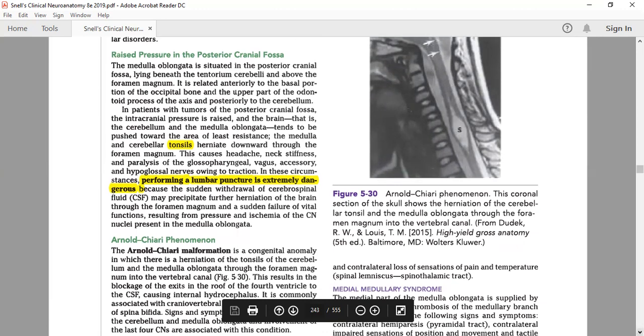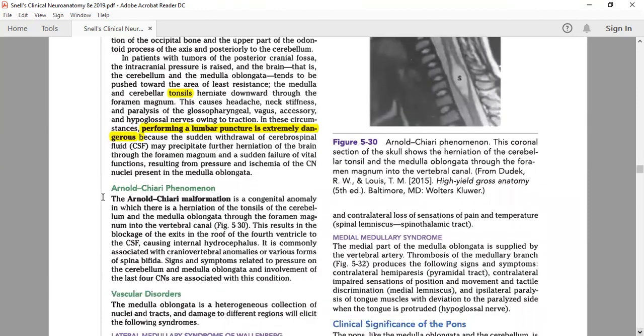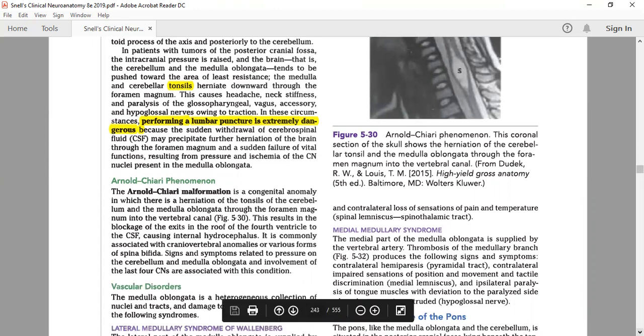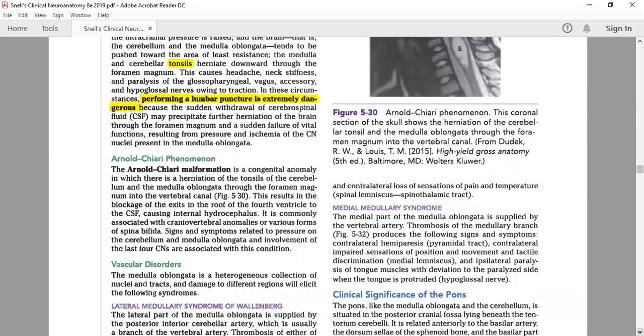Arnold-Chiari phenomenon. The Arnold-Chiari malformation is a congenital anomaly in which there is herniation of the tonsil of cerebellum and the medulla oblongata through the foramen magnum into the vertebral canal. This results in the blockage of exits in the roof of the fourth ventricle to the CSF, causing internal hydrocephalus. It is commonly associated with craniovertebral anomalies or various forms of spina bifida.